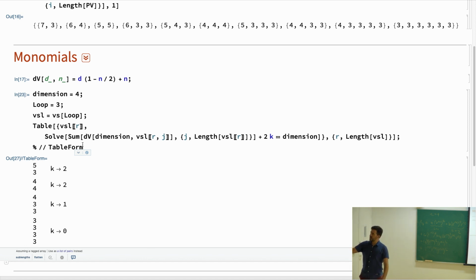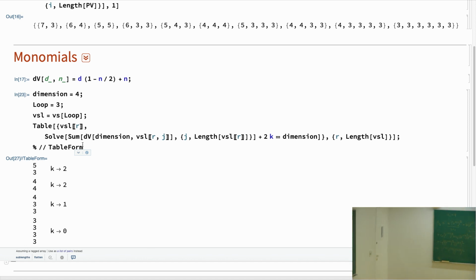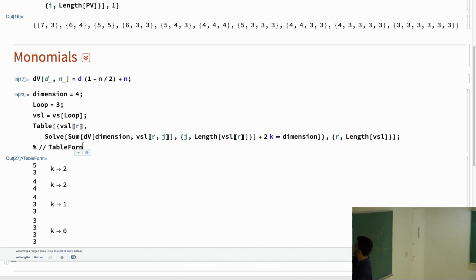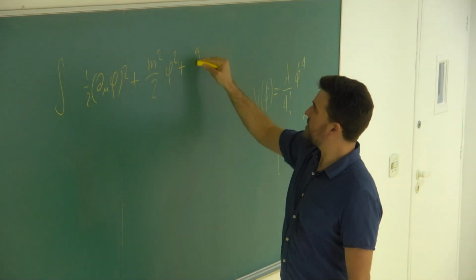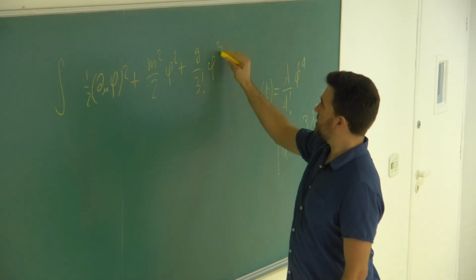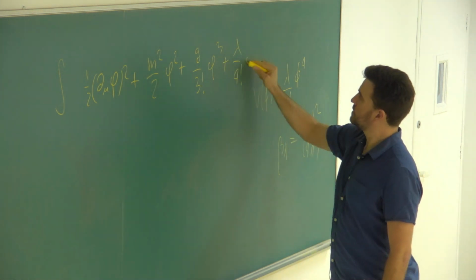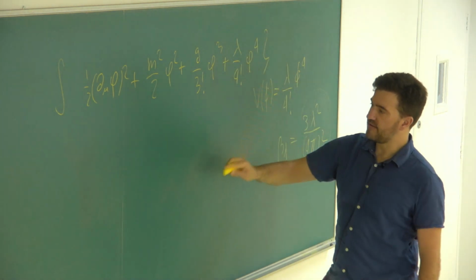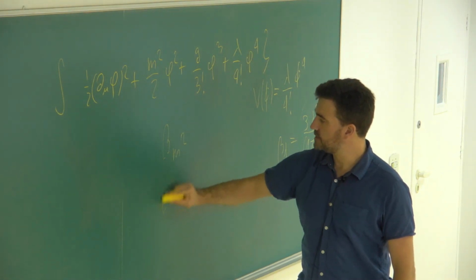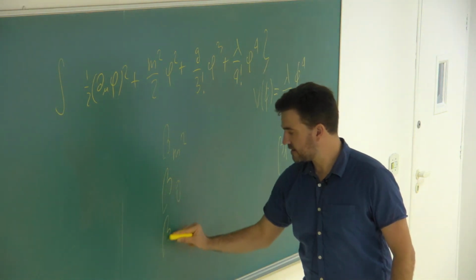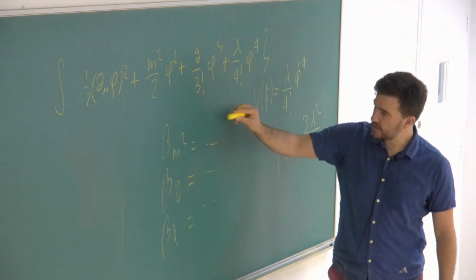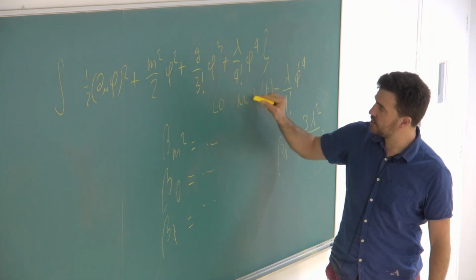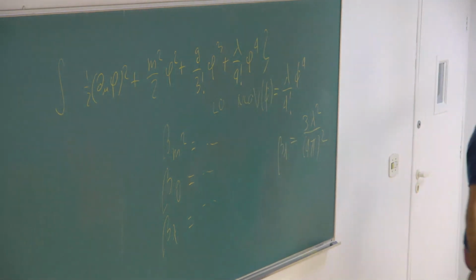So, a theory like phi to the 4. So we have 1/2 m squared phi squared plus g phi cubed plus lambda phi to the 4. Okay, so this will have a beta function for m squared, a beta function for g, a beta function for lambda, and so on. All these beta functions will have a leading order and next-to-leading order. They will all be generated by this scheme.